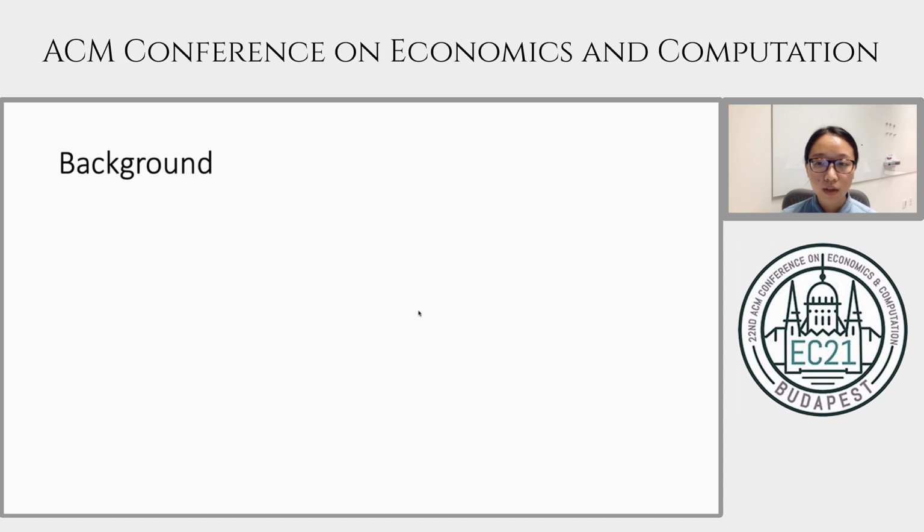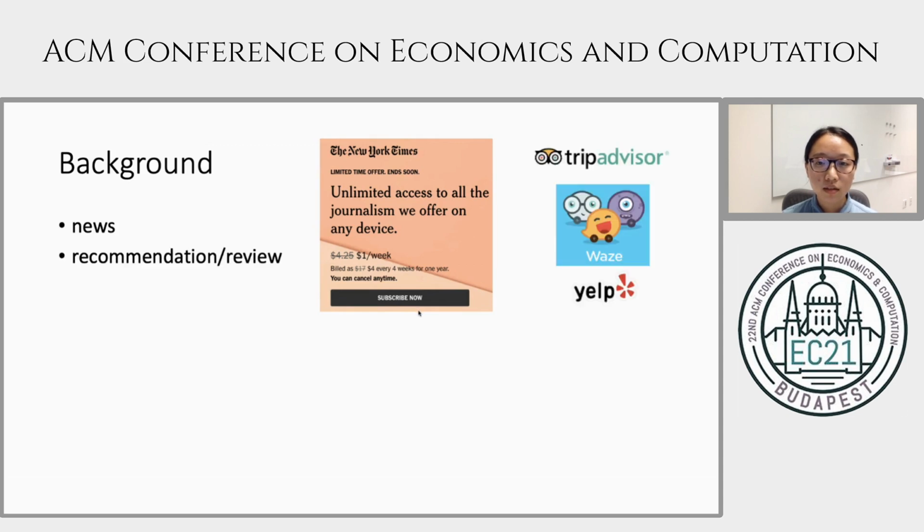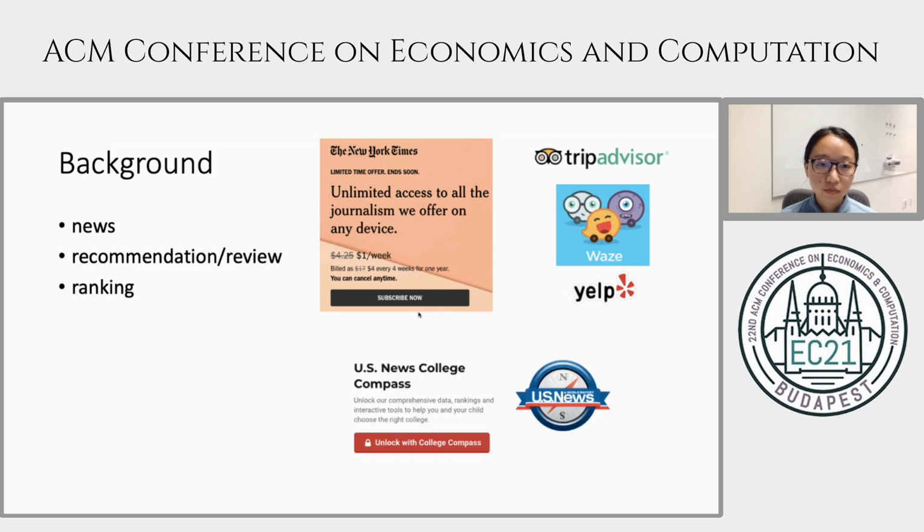For example, there are all kinds of online newspapers that tell us what's going on in the world, and there are a lot of apps that give us information or advice about all kinds of things like traveling or driving or dining. Other examples include rankings, like ranking of colleges, or datasets and database access.